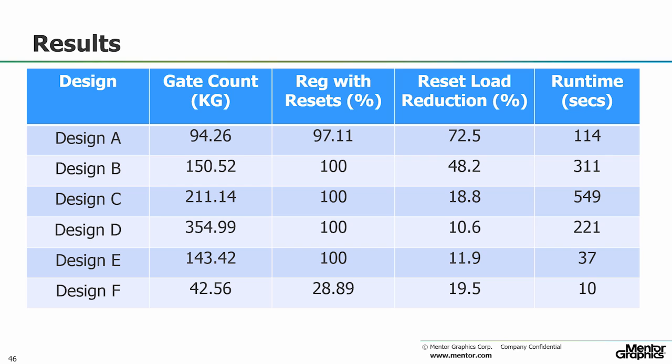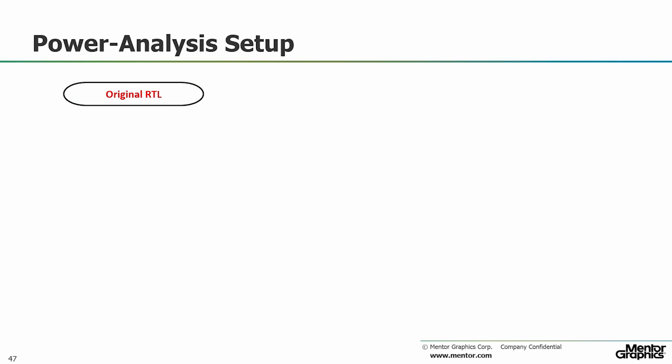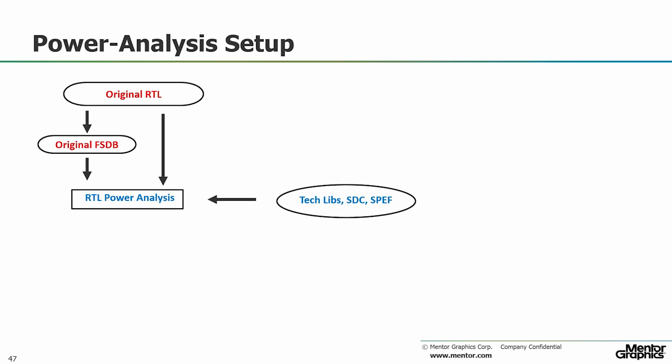Now, let's look at the flow used to substantiate the power savings expected with the reset optimization due to picking up smaller cells for registers, which would typically consume less power. The original RTL was taken through the standard RTL power analysis flow using PowerPro PA, while providing the necessary tech libraries, design constraints, and the corresponding FSDBs. Using the power analysis flow, the metrics like total power and area were calculated.